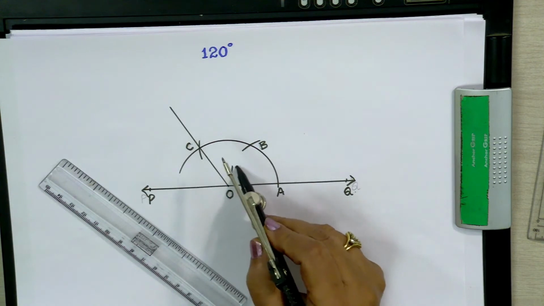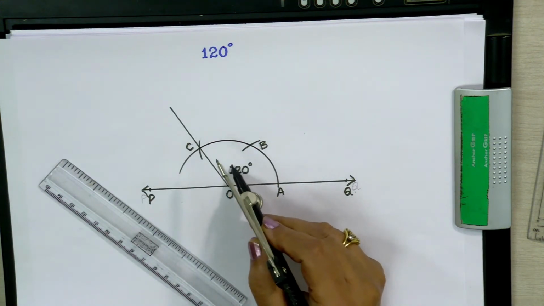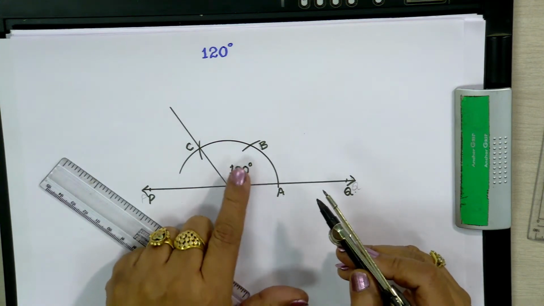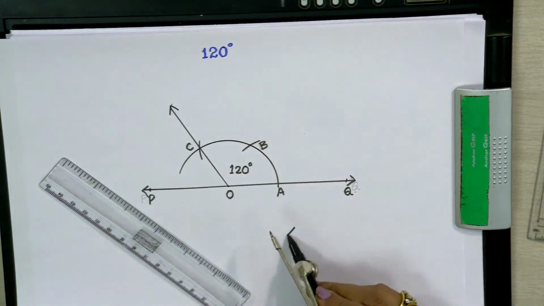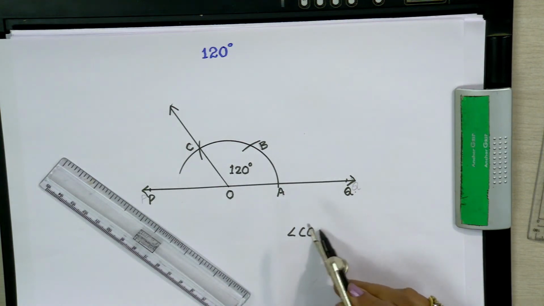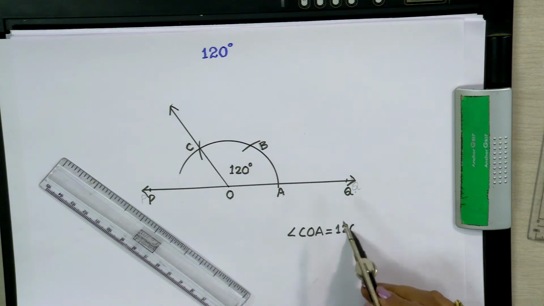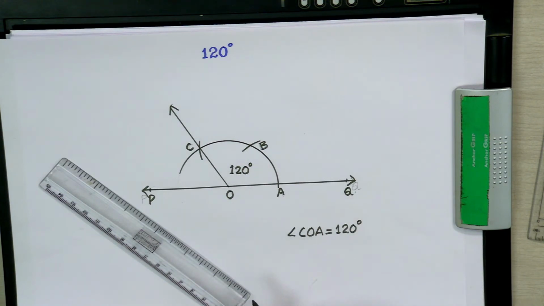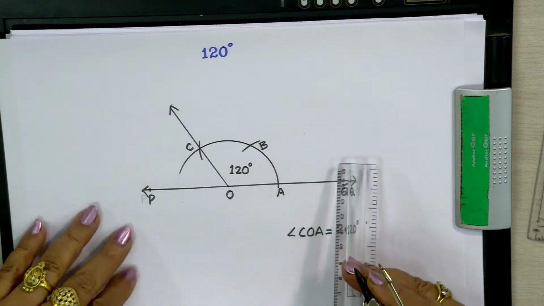Will it be 120 degrees? Yes, because I have taken 2 times 60 degrees. So angle COA will be of measure 120 degrees. Right children? Okay. Now we can construct 90 degrees also.